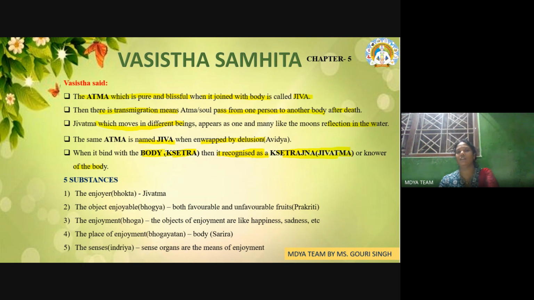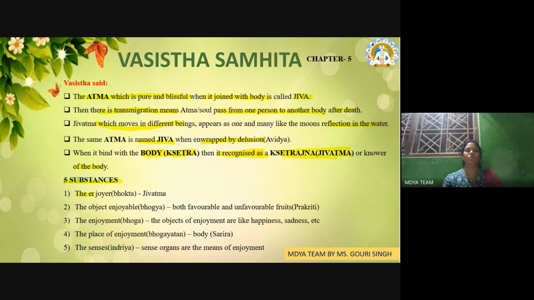What we are discussing now is the same thing discussed in the Yogavasistha. Khetra and Khetrajna are there in the Yogavasistha; Vasistha also talks about Khetra and Khetrajna, and the Bhagavad Gita also discusses them. After discussing the identification of the Atma and Jivatma, here he gives a little more detail about five substances.